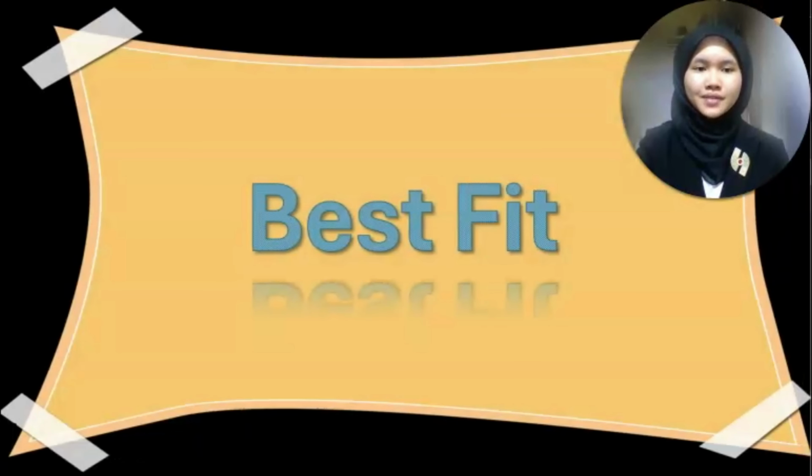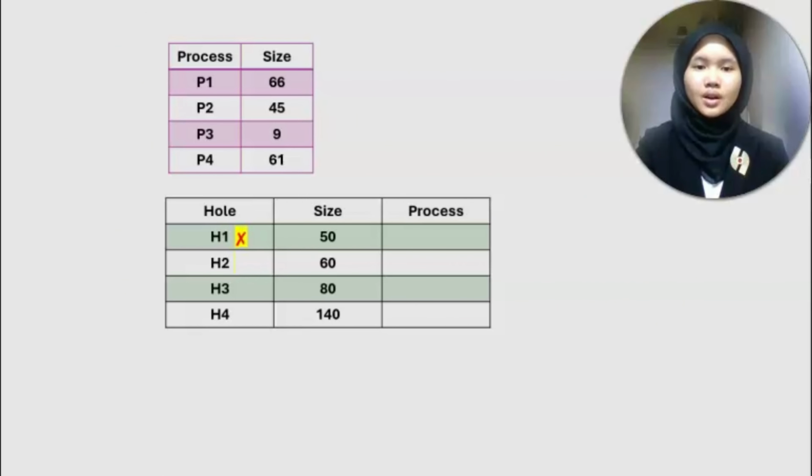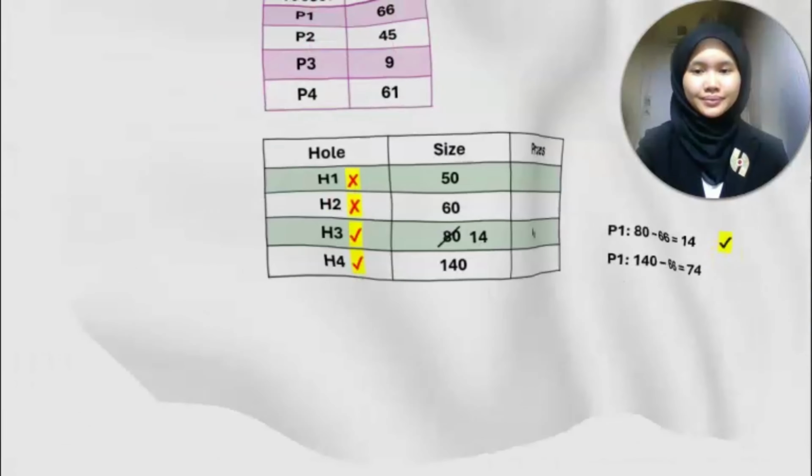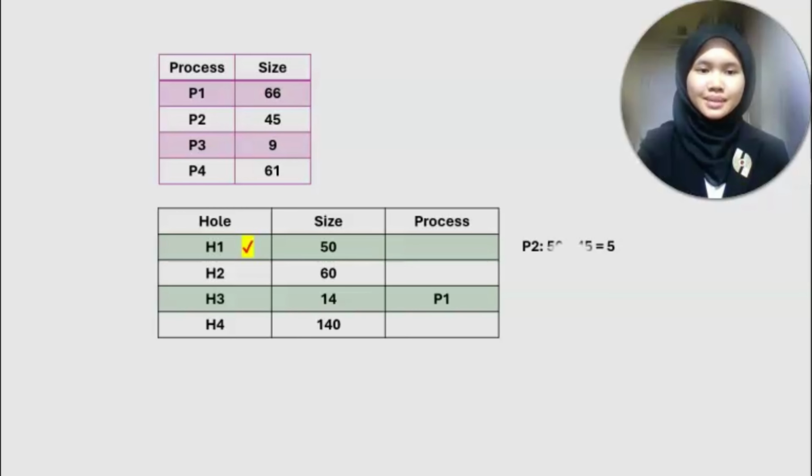Now we apply the best fit method to allocate P1 and P2. For P1, the hole of size 80, which is H3, is the best fit, leaving 14 units of unused space. Similarly, P2 is allocated to H1, which is 50 in size, leaving 5 units unused. The algorithm ensures that each process occupies the smallest hole possible without wasting significant memory.